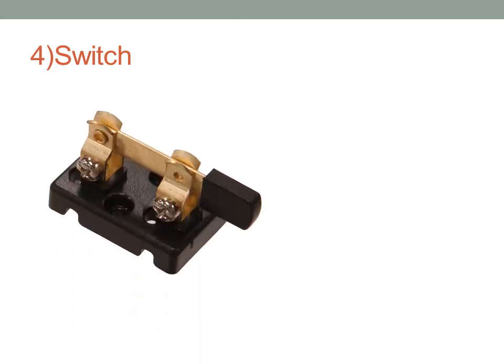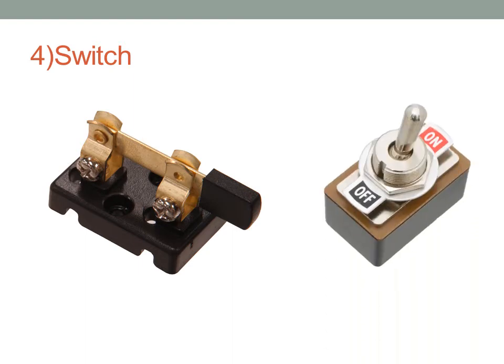Number 4 is the switch. The switch is important in making the electricity flow or stop flowing. Now it's closed. Okay, so if I have a wire and the bulb and the battery, the electricity will move through. But if I take it off, I make it off, okay, so it will not flow. And I have different shapes of switches.